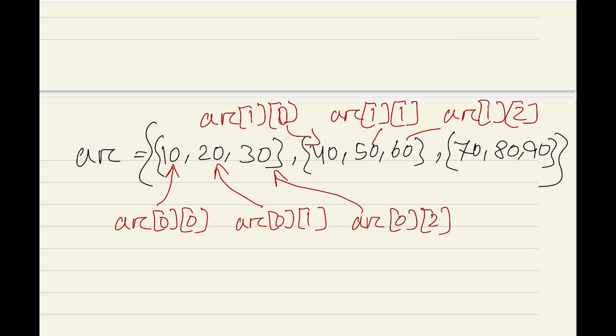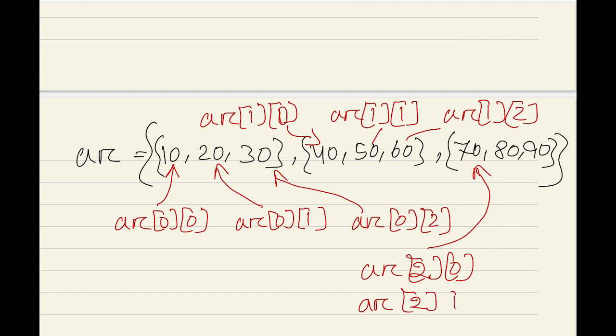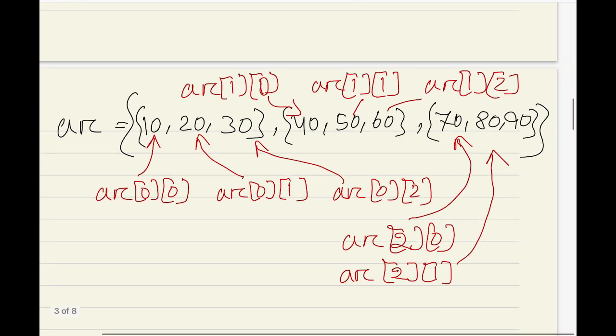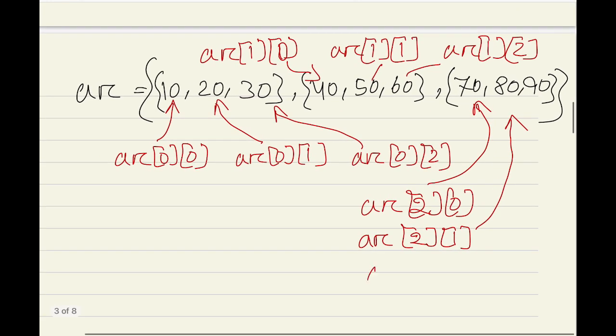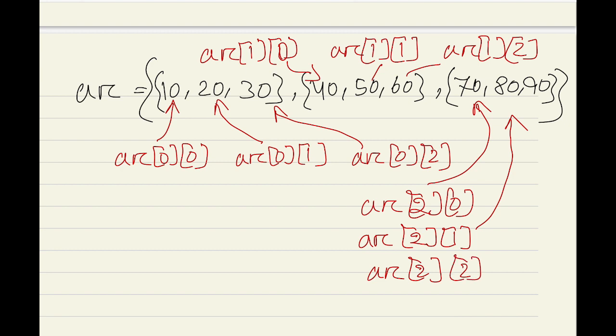Now how to access 70? To access 70 we can write AR of 2, 0. Similarly how to access 80? AR of 2, 1 to access 80. Then how to access 90? AR of 2, 2 to access 90 here.